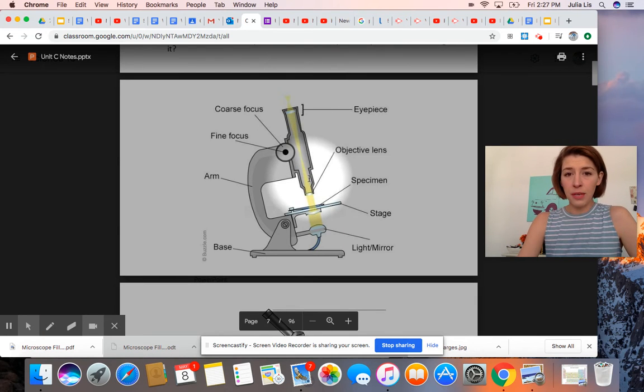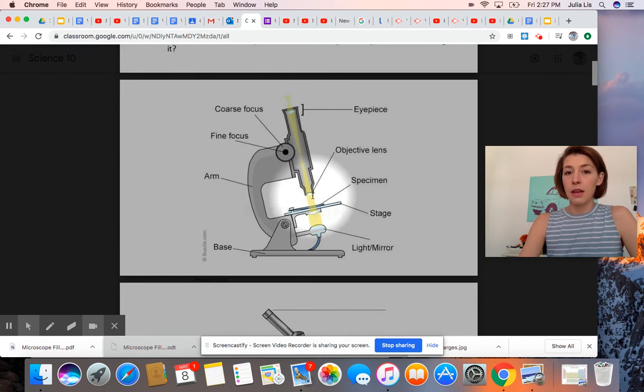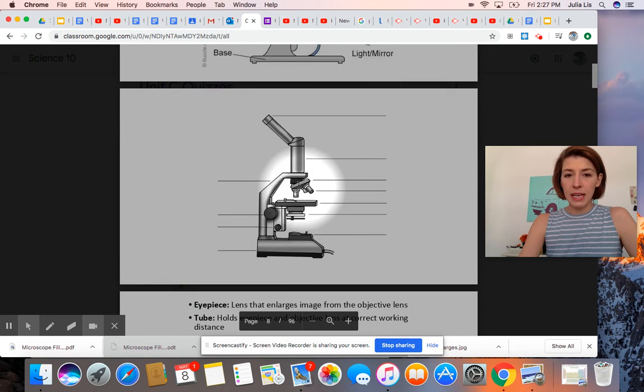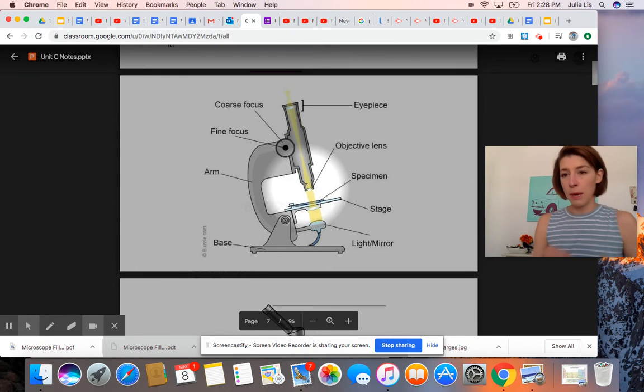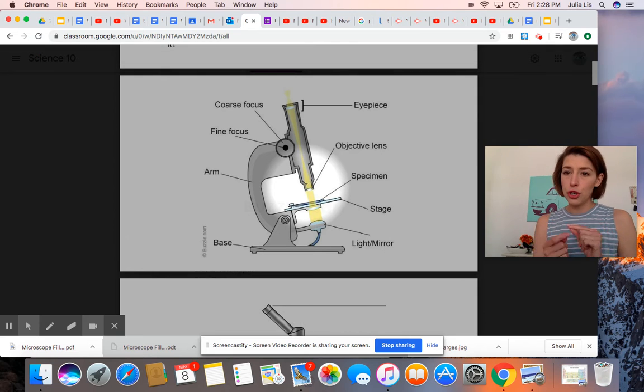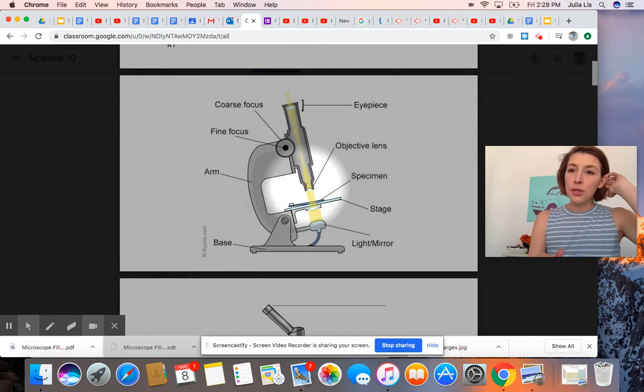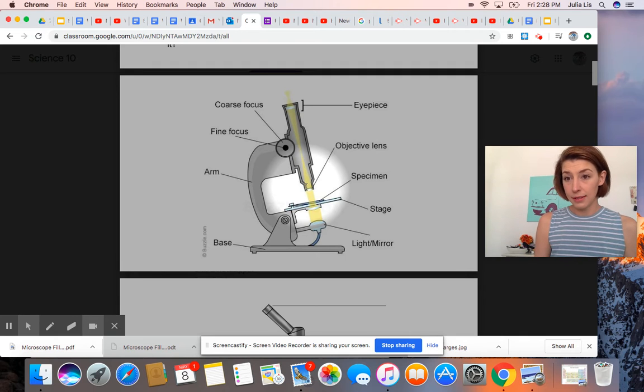As we look through the eyepiece, you are going to have what we call objective lenses. This microscope here is showing you only one, but typically there will be three objective lenses. These objective lenses vary in how much they're going to magnify the image. So you get to choose which one you want, and they rotate. And so the objective lenses are another lens that help magnify the image.